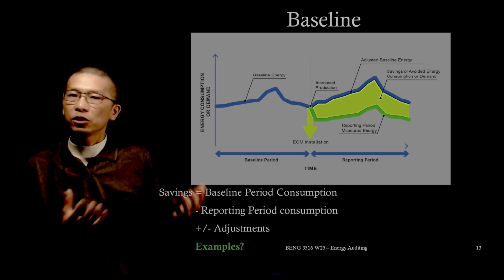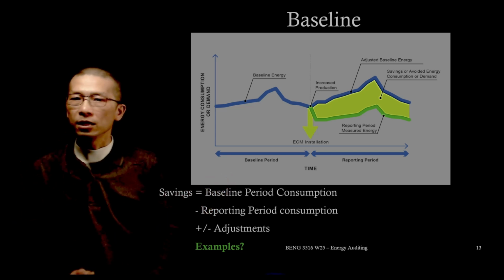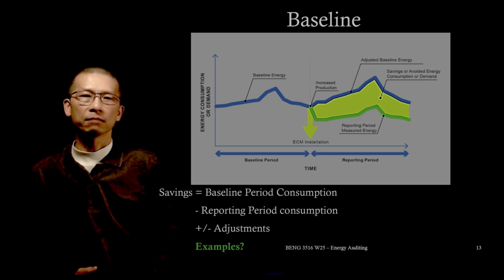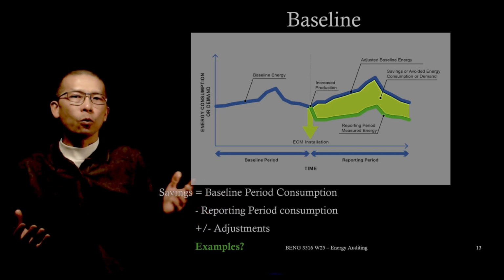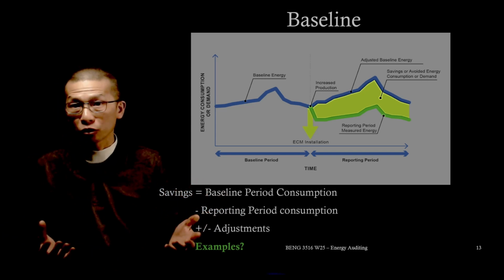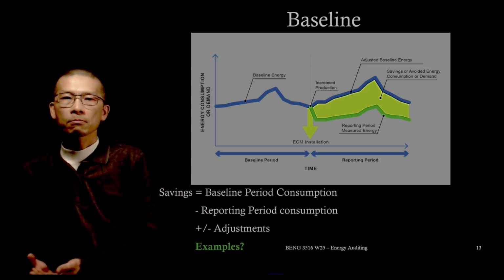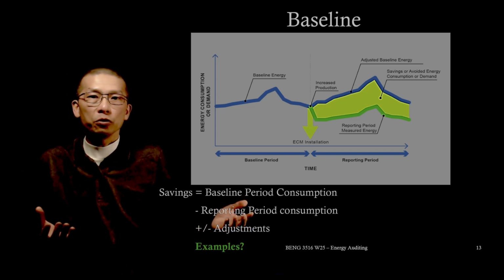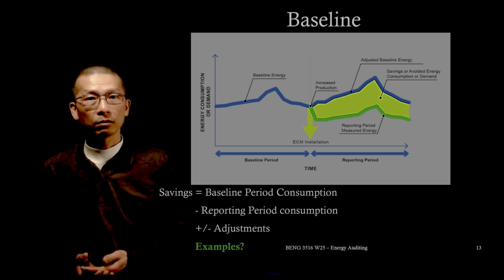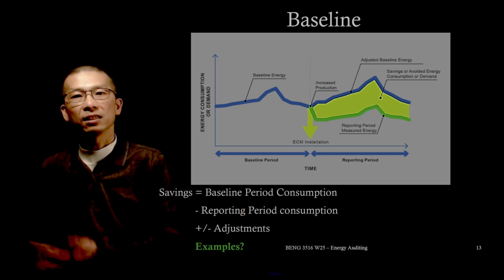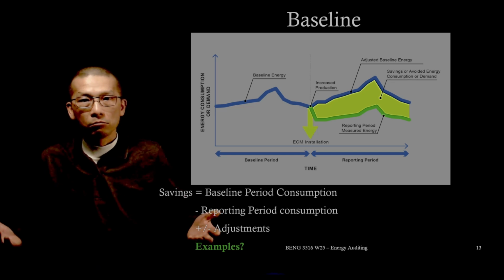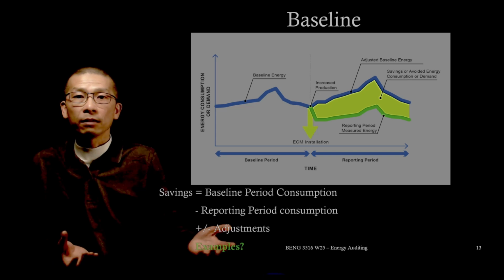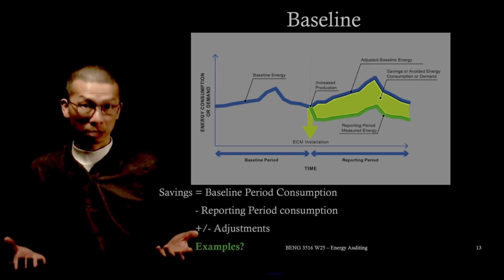And why are these adjustments important? Well, without an adjustment, savings calculations could be misleading. For example, if an ECM was installed in a factory but production also dropped by 20%, lower energy use, is it due to the production reduction, or is it due to the ECM, and how much? Right? So lower energy use might be mistakenly attributed to the ECM rather than the reduced production.